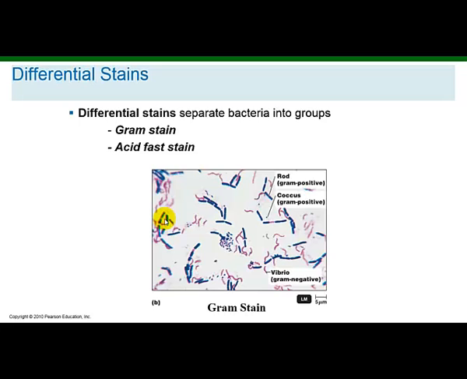Now, differential stains will stain one kind of cell but not another. This will help to separate them into groups by utilizing different properties of the cell in order to distinguish between them. One example of a differential stain is the gram stain. It looks at the fundamental differences in the cell wall of bacteria. Here you can see an image of a sample that has been gram stained.